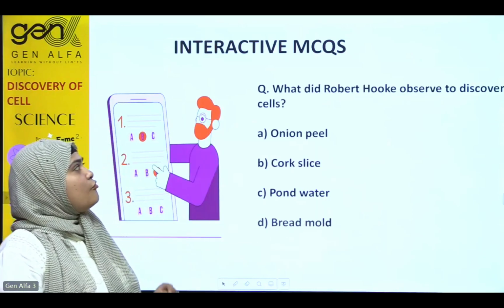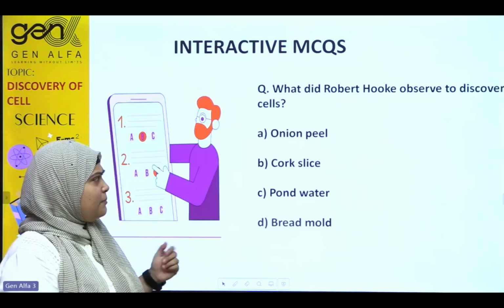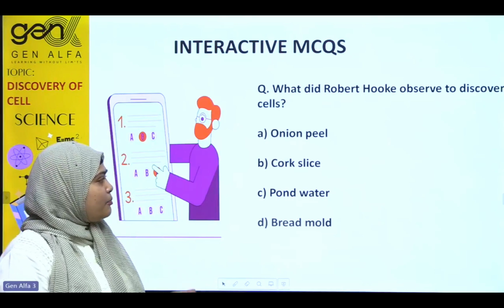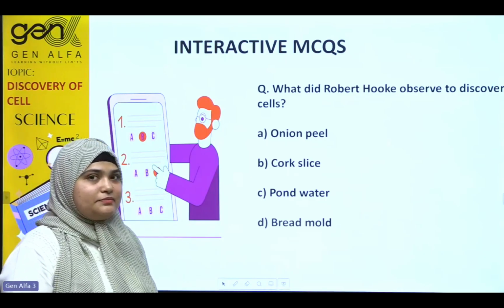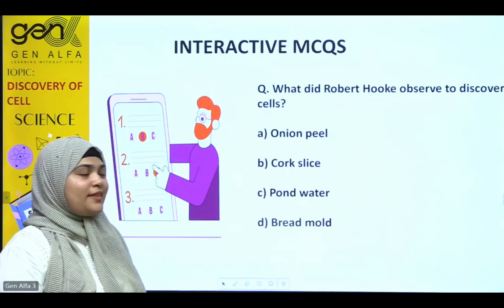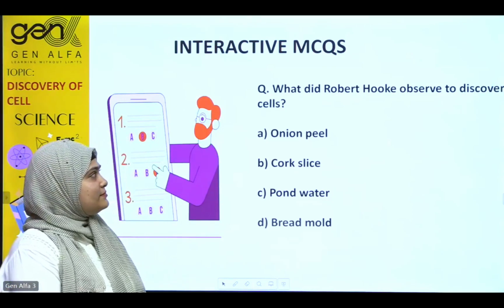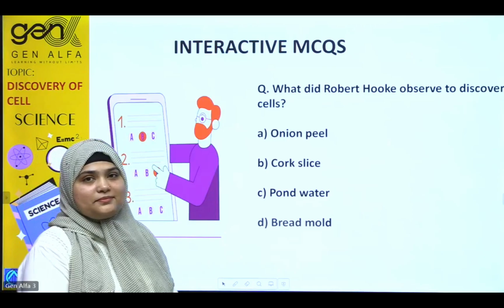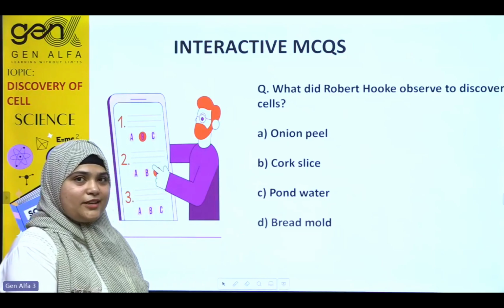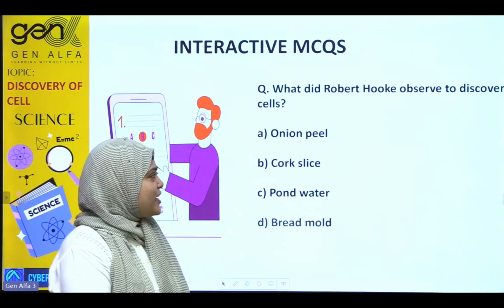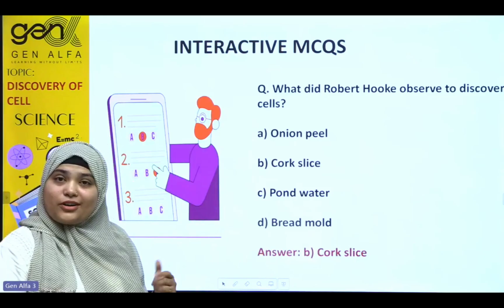What did Robert Hooke observe to discover cell? Onion peel, cork slice, pond water, or bread mold? Tell me the correct answer. You have 10 seconds. Are you ready? Okay, so your answer is option B, that is slice of cork, or cork slice.